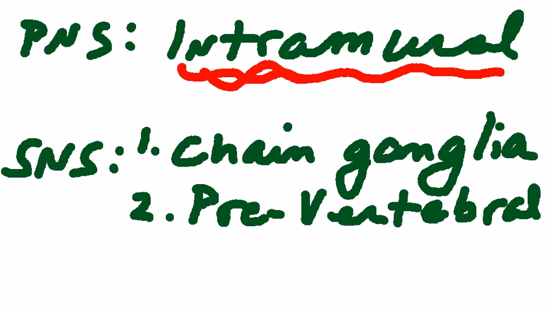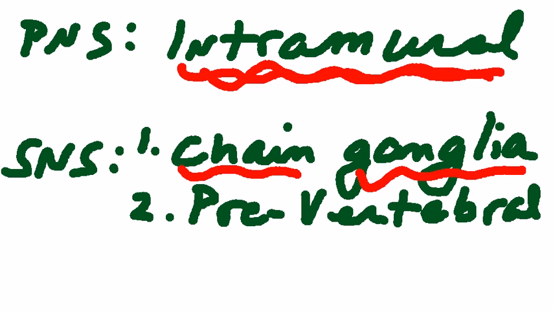On the other hand, the sympathetic ganglia, remember a ganglion is the location of the synapse between the pre- and post-ganglionic neurons, and in the sympathetic system, these synapses, as well as the cell bodies of the post-ganglionic neurons, are either located in the sympathetic chain ganglion or in special ganglia called pre-vertebral ganglia.